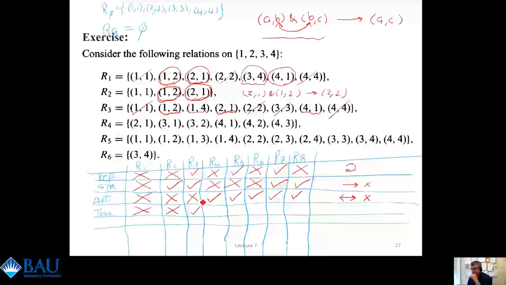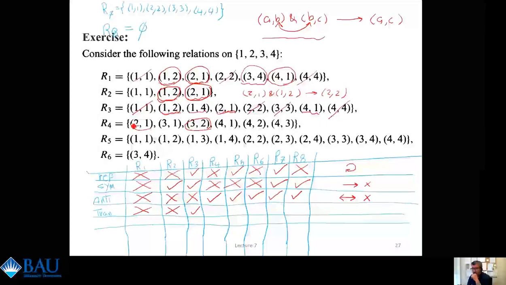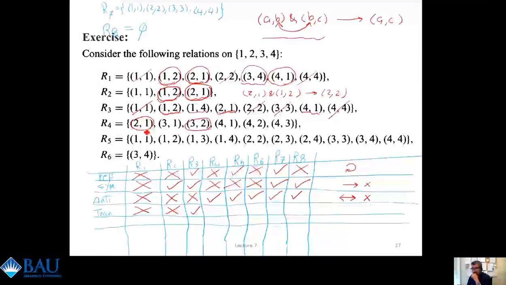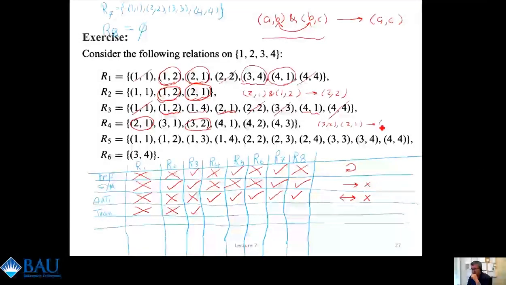R4. Let me check it. If you pick up 3, 2 at first, and 2, 1 at the second, answer will be 3, 1. Look at it. I want to write it. 3, 2, and 2, 1. Answer is 3, 1. Do we have it? No. Therefore, write it. It's not.